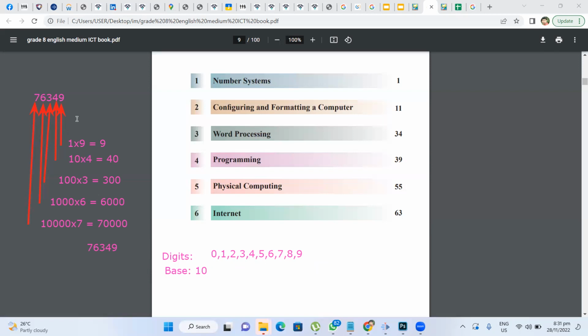And also, it is always 10 times, right? 1 times 10 is 10. 10 times 10 is 100. 100 into 10 is 1,000. 1,000 into 10 is 10,000. 10,000 into 10 is 100,000. 100,000 into 10 is 1 million. So likewise, it always increases by a factor of 10. That's it.